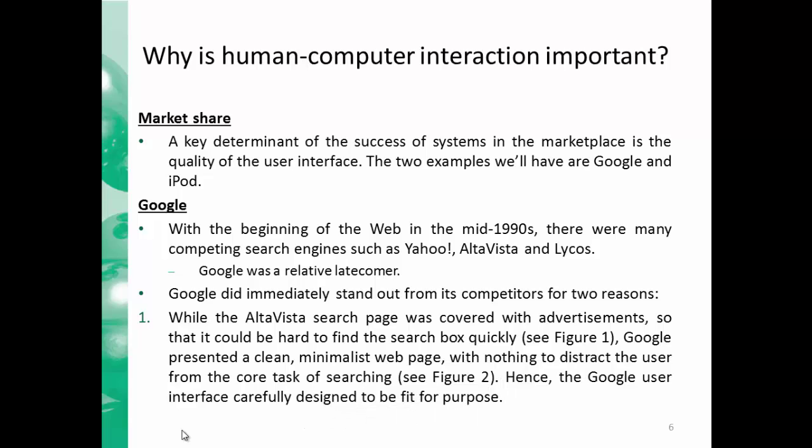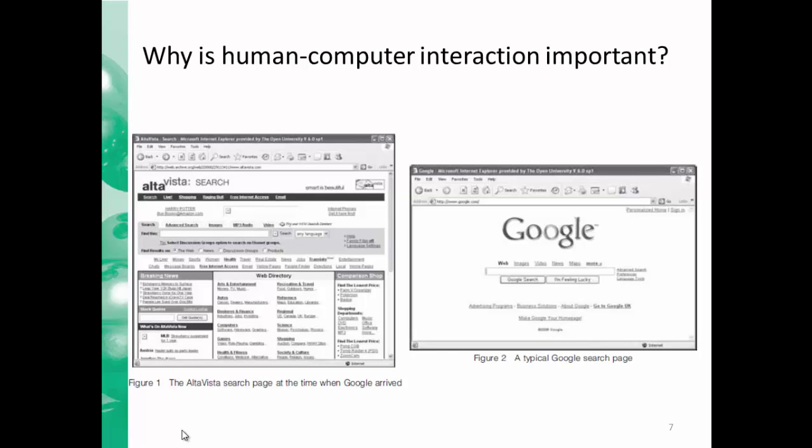Now, another site which is also very famous is the Altavista search page. If you compare it with Google, you will find that the Altavista search page is very crowded with a lot of components in the interface, making it hard for users to find what they're looking for. Whereas Google, as you'll find in the next slide, is very simple and users can easily find whatever they are looking for on the site.